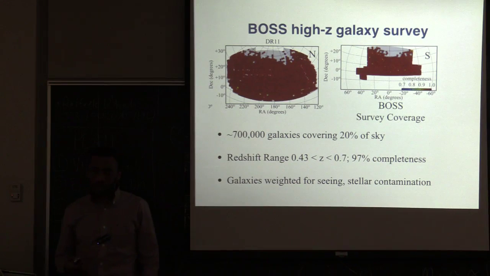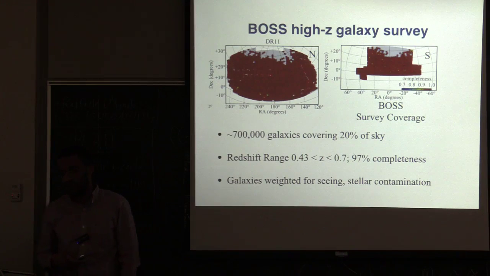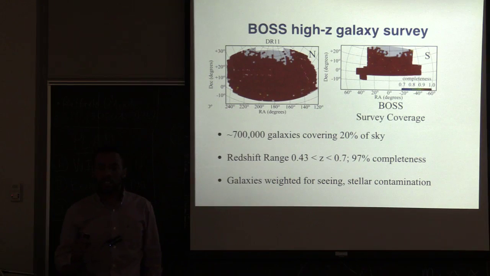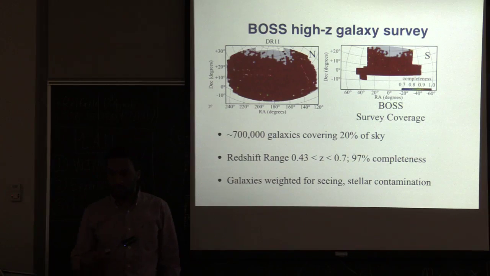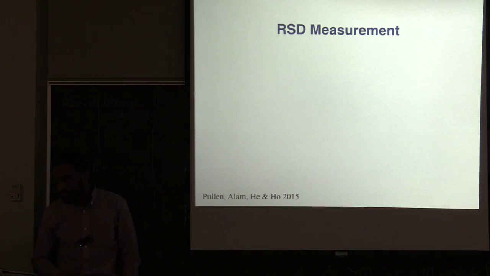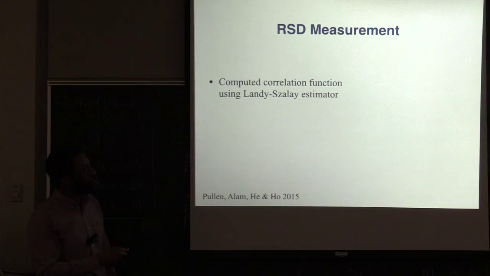And in order to deal with systematics such as seeing or changes in the point spread function for the galaxies, as well as stellar contamination, each galaxy was weighted based on its response to a specific systematic. And so this was all taken care of in the sample in order to get a nice cosmological sample. So first, I'll show the redshift space distortion measurement.